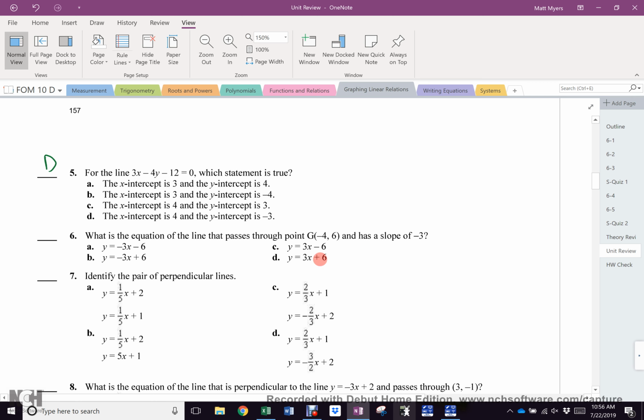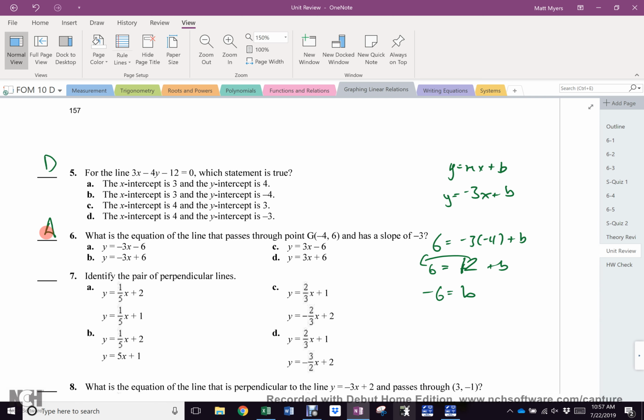So you could try starting with slope intercept, which is y equals mx plus b. Well, you've got y equals negative 3x plus b, and you've got a point right there. 6 equals negative 3 times negative 4 plus b. 6 equals positive 12 plus b. Bring the 12 over. 6 minus 12 is negative 6 equals b. So it has to be A. Questions? Excellent. Number 7. What do we got?